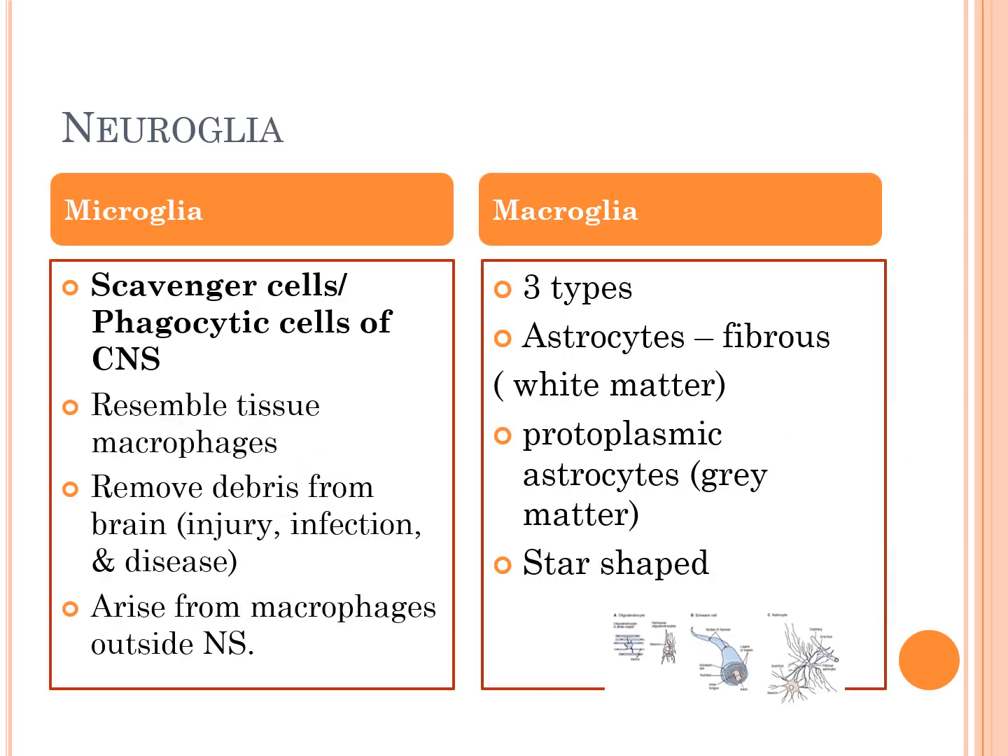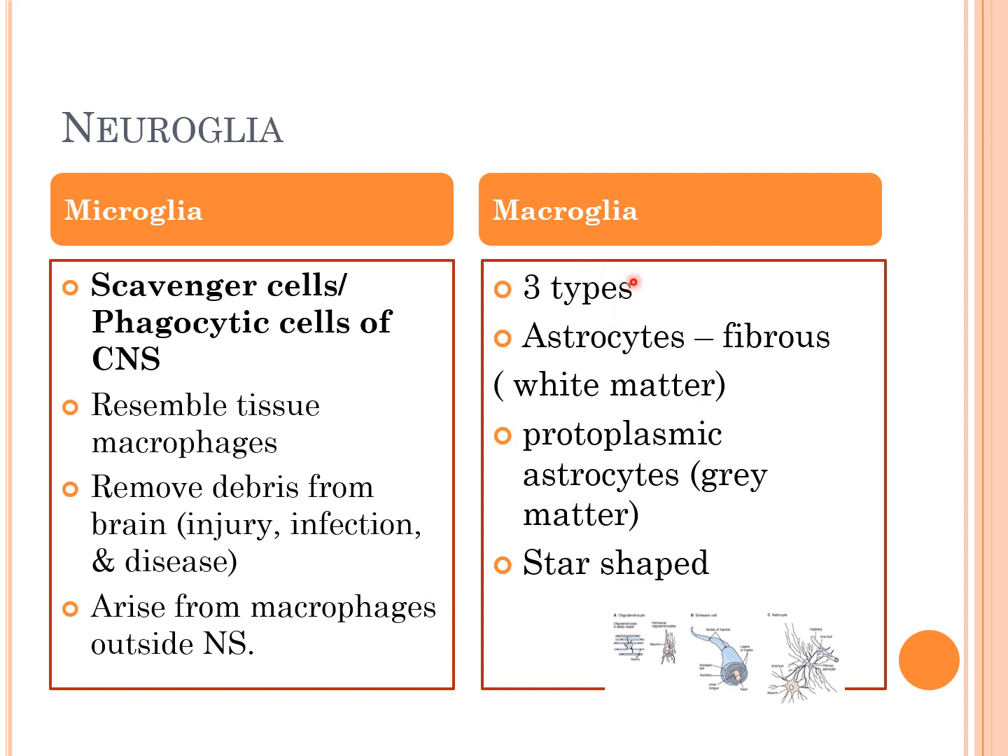To summarize the neuroglial cells, the microglial cells, I told you, are only 20%. These are scavenger or phagocytic cells in the central nervous system. Their function is to remove debris from the brain. The debris can be formed from injury to the brain, infection, or any degenerative disease, and it must be removed because there is no lymph in the brain. This debris is removed mainly by phagocytic cells, and microglial cells resemble tissue macrophages in the body. They are also formed from macrophages outside the nervous system.